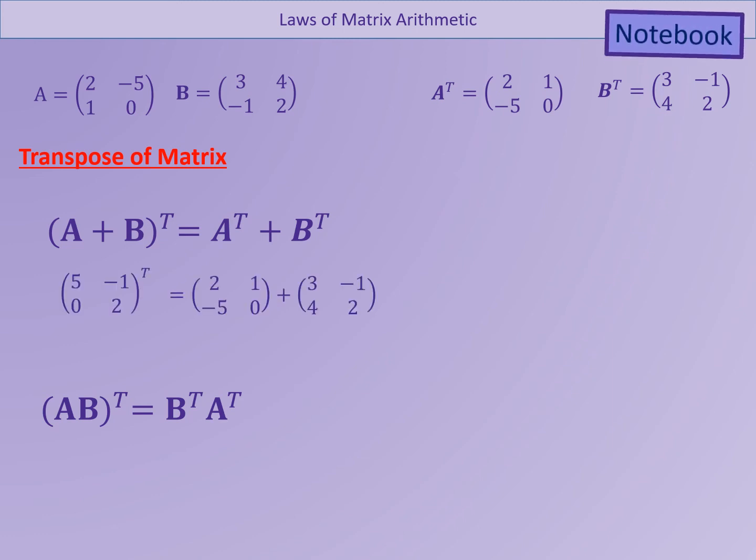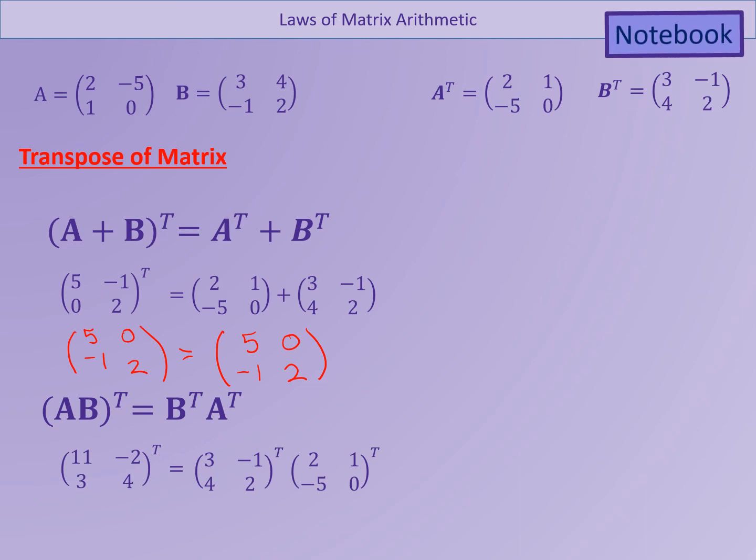So here, I've just made a couple of steps forward so that I can work through this. If I transpose the left-hand side there, that will give me 5, minus 1 and 0, 2. And on the right-hand side, 2 plus 3 is 5, 1 take 1 is 0, minus 5 plus 4 is minus 1, 0 plus 2 is 2. Now for the bottom one, I've just worked out the product there of A and B, again to make this a little bit more straightforward.